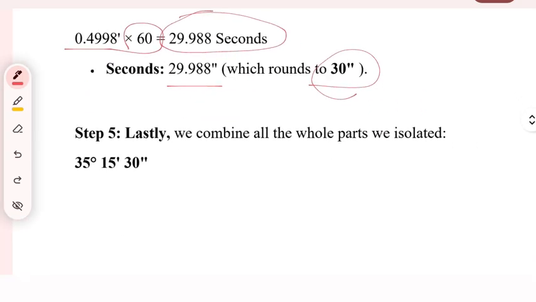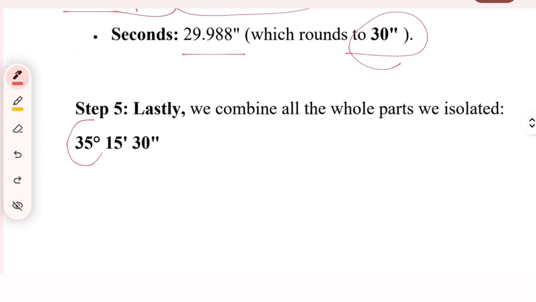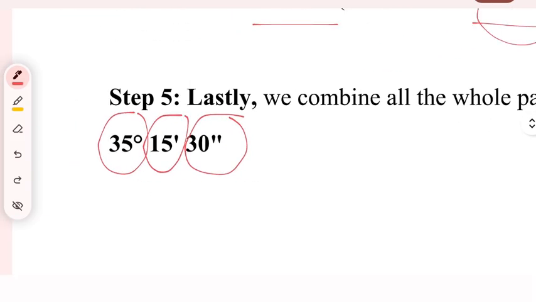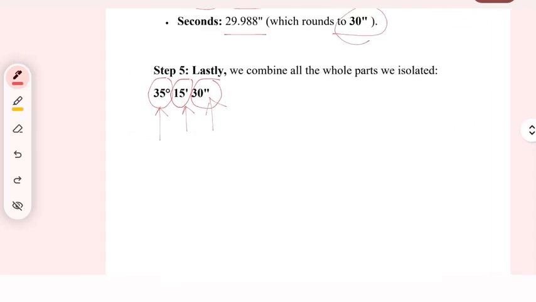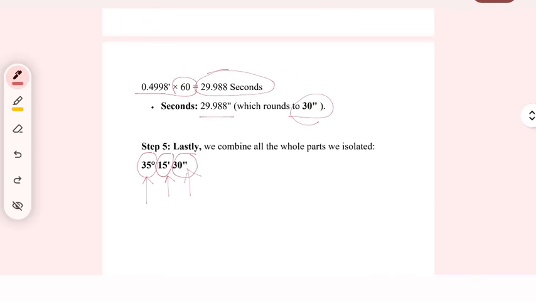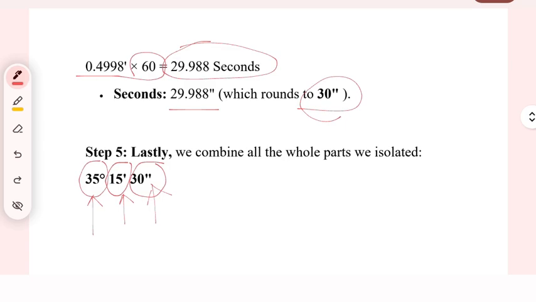Finally, we combine all the whole parts. Remember, we have 35, we never touched the 35 degrees. This was the whole part of the 15 minutes. And the last one is the whole part of the seconds. So we combine the whole part of the degrees, the whole part of the minutes, and the whole part of the seconds. And that is our final answer. We have converted the decimal degree into DMS, or degrees, minutes, seconds.